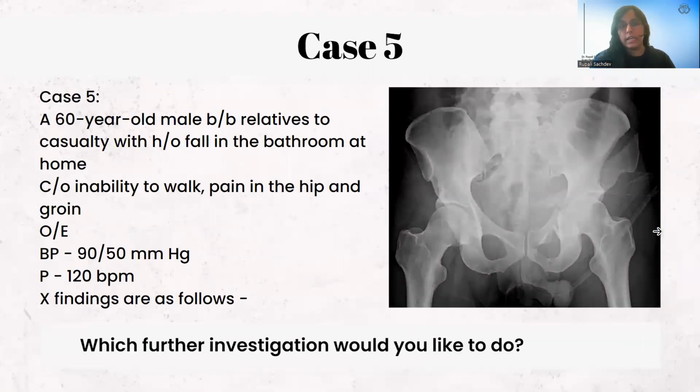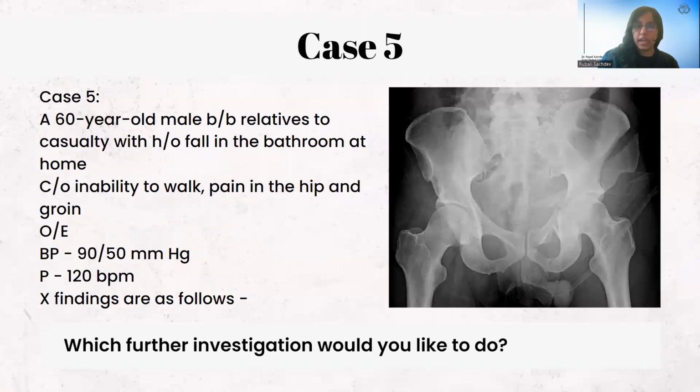Case 5. 60-year-old male brought by relatives to the casualty with a history of fall in the bathroom at home, complaints of inability to walk, pain in the hip and groin. On examination, blood pressure is 90/50, pulse is 120, X-ray finding. If you're not that sure, it shows you a fracture. Here, you can see it. What further investigations would you like to do?